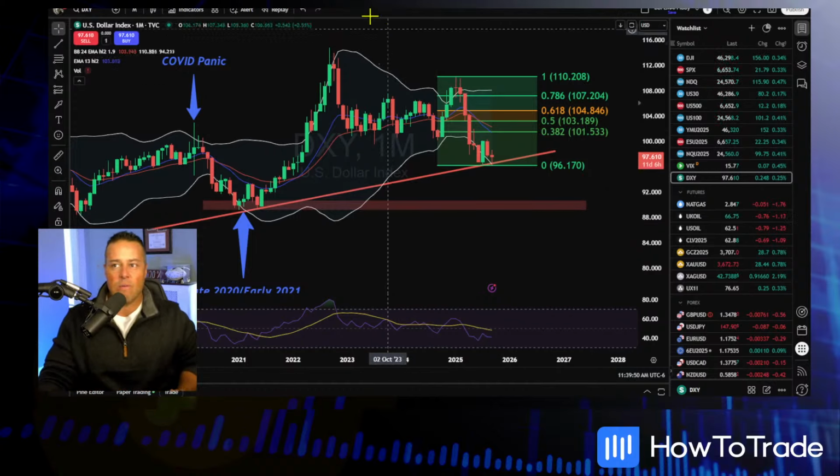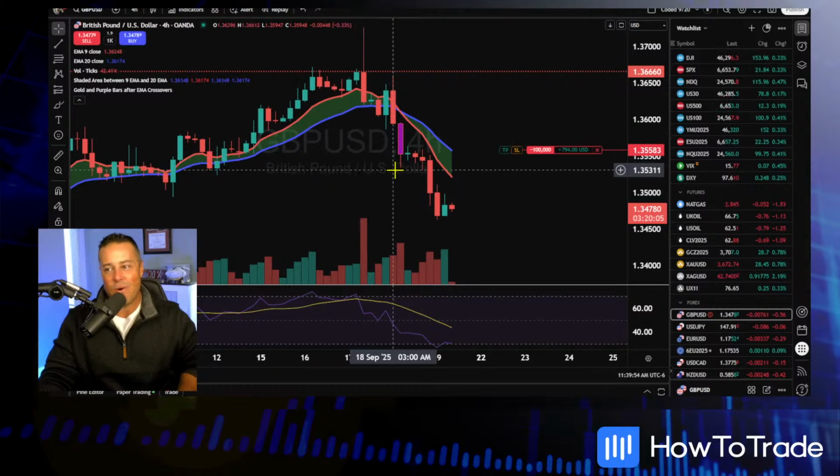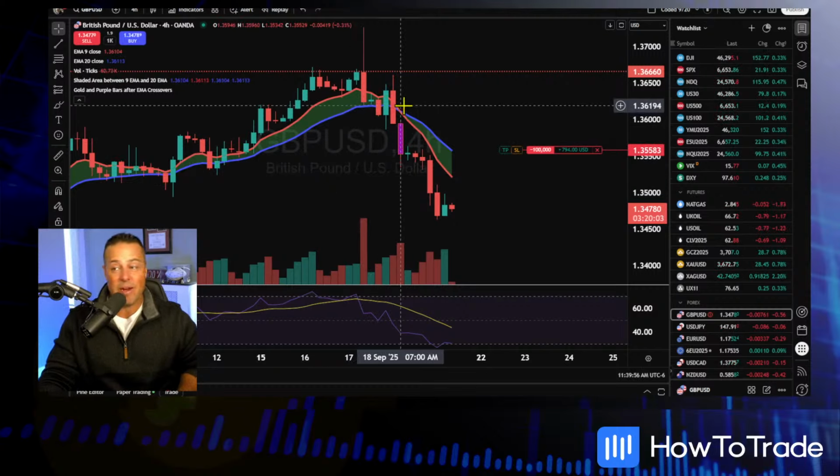A couple other things to go over before we sign off. Great Britain Pound USD. This is a fantastic trade. This was our 4-hour sell, 9/20 EMA crossover. The 9 crosses under the 20. And what did you have right there? You had a great big sell signal.